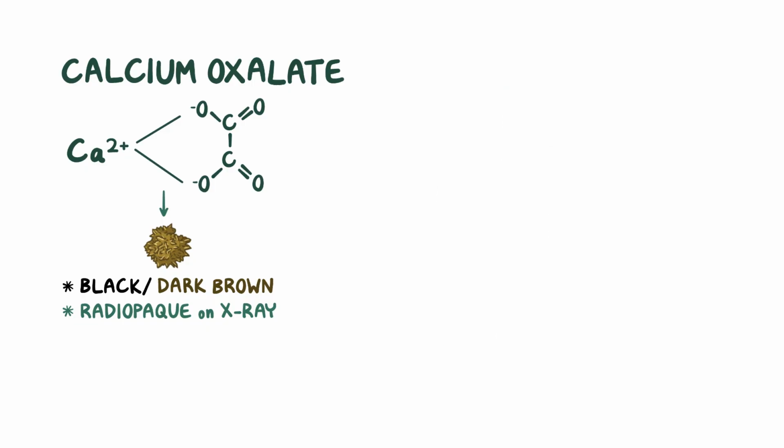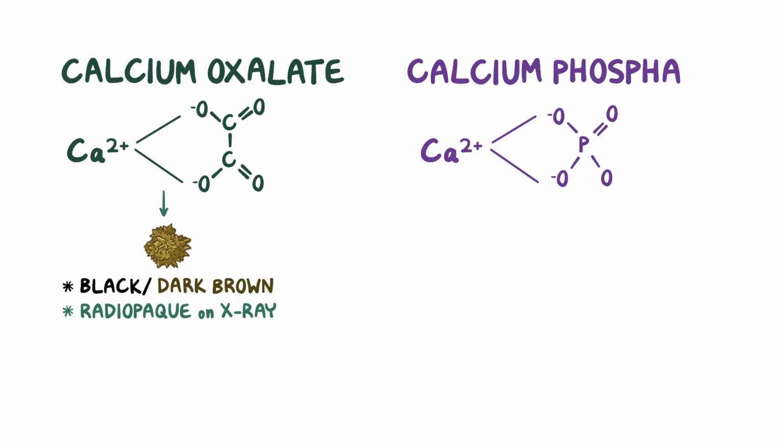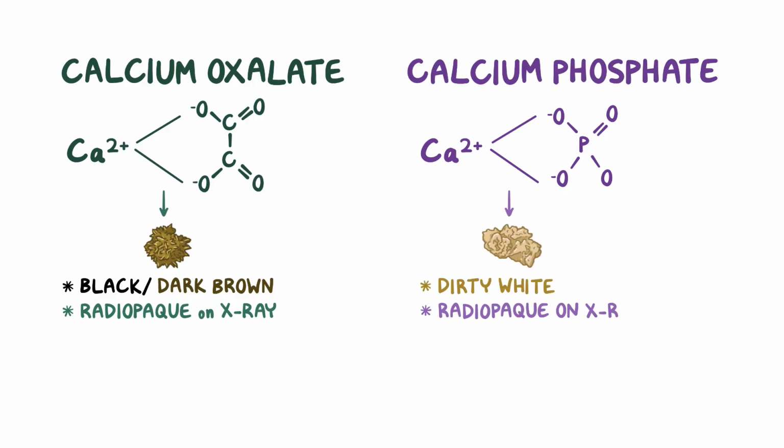Sometimes, instead of oxalate, the calcium binds to a negatively charged phosphate group to form calcium phosphate stones, which are dirty white in color and also radio-opaque on an X-ray. Calcium oxalate crystals are more likely to form in acidic urine, whereas calcium phosphate crystals are more likely to form in alkaline urine.